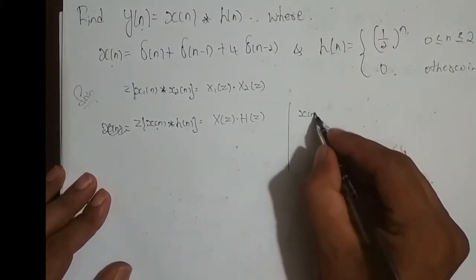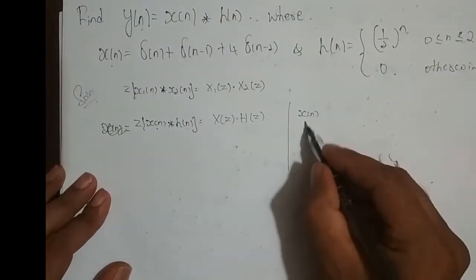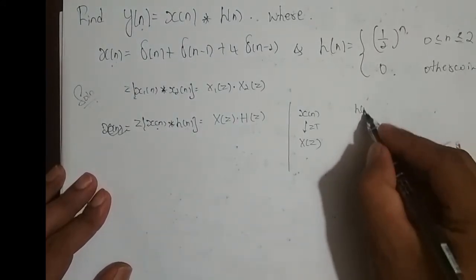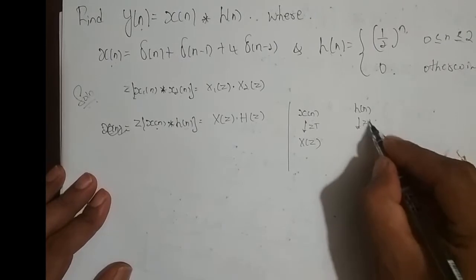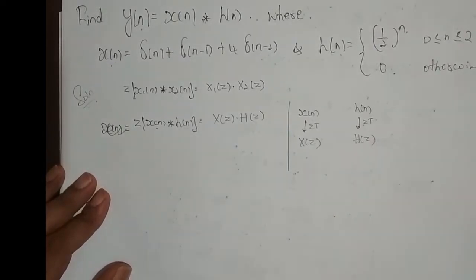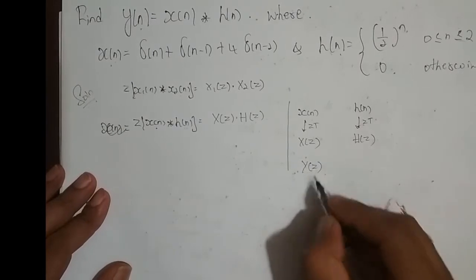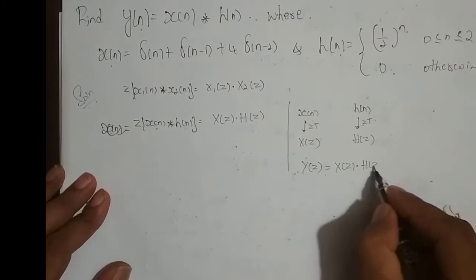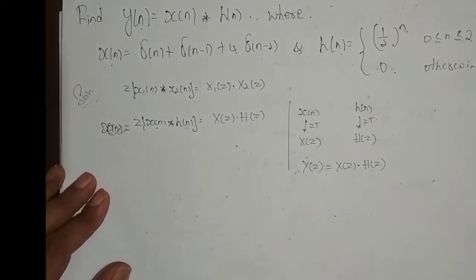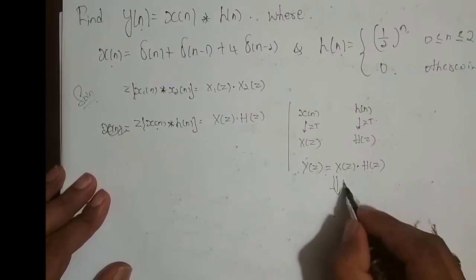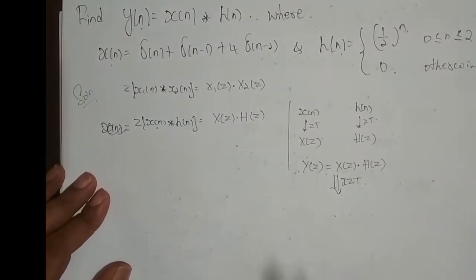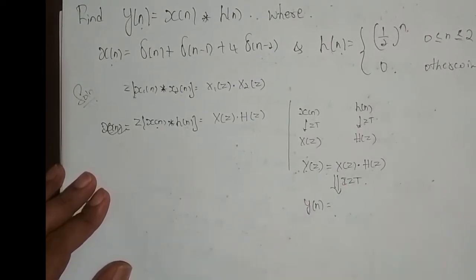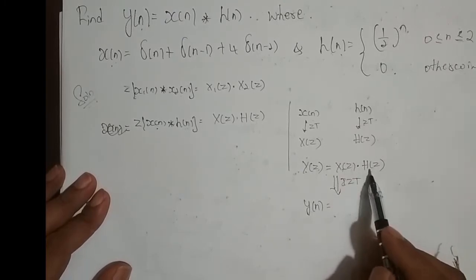Let me write it here. We have x of n, we take its Z transform, so we end up with X of z. We have h of n, which is this sequence, we take its Z transform, we end up with H of z. So I'll call an intermediate signal Y of z, which is nothing but X of z multiplied with H of z. Now if I take the inverse Z transform of this sequence, what is the inverse Z transform of Y of z?